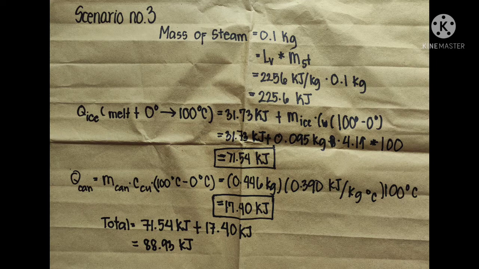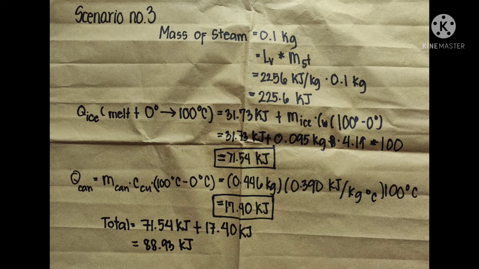So remember, we did that calculation before. The ice would need 31.73 kilojoules for melting, and then m_ice times c times 100 degrees Celsius minus 0 degrees Celsius. That comes out to be 31.73 kilojoules plus 0.095 kilogram multiplied by 4.19, multiplied by 100, and that comes out to be 71.54 kilojoules. So it would take about 72 kilojoules to get the ice to melt and then rise the temperature all the way to 100 degrees Celsius.